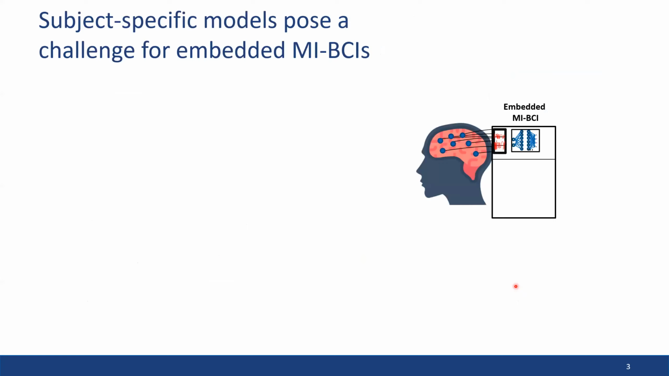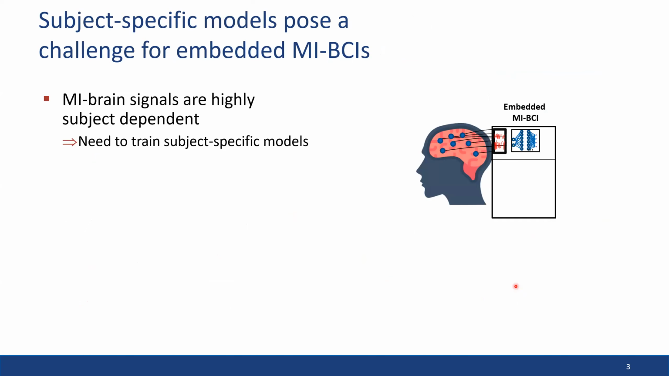However, today's MIBCIs still come with a lot of challenges, and this is mostly because the EEG data is very subject specific. So meaning it varies a lot between different subjects. Therefore, we need to have a separate model per subject. And to have these models, we first need a separate training or calibration measurement for every subject. And on this data, we can then train the corresponding model.